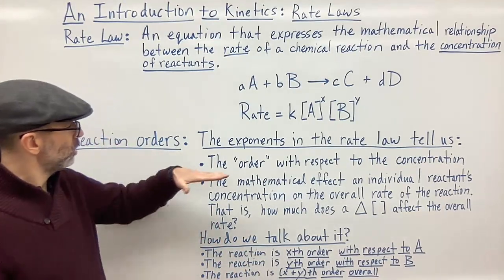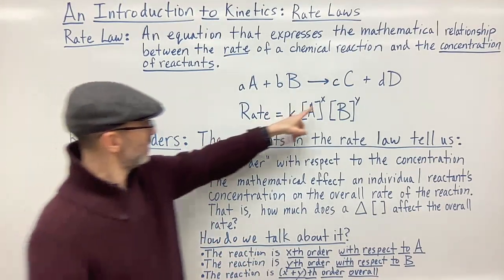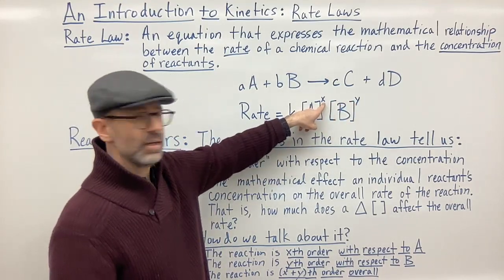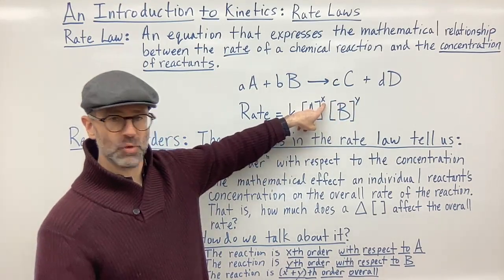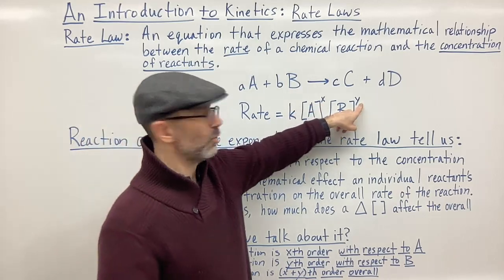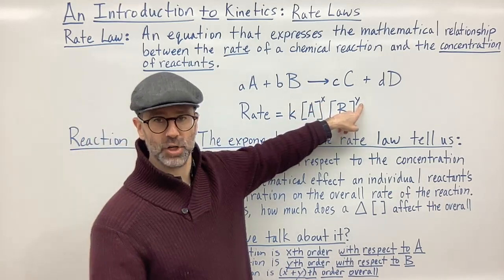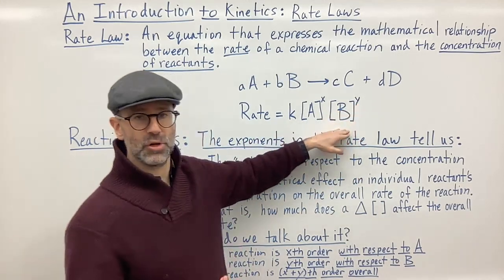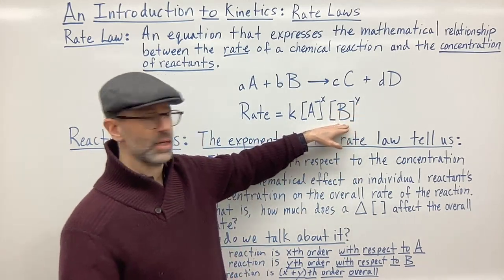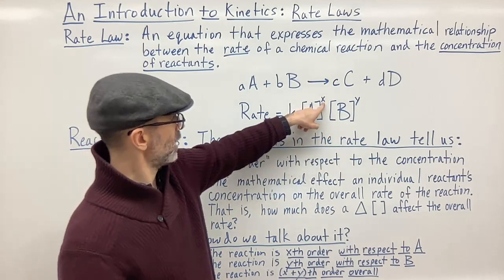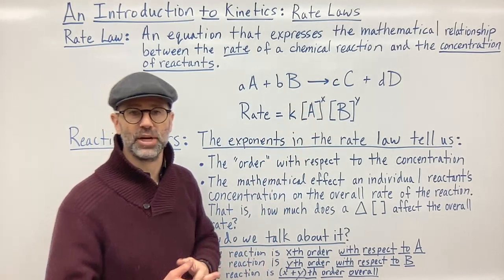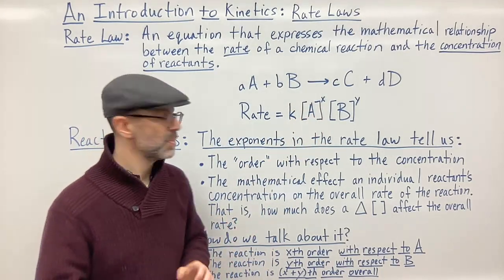All right, so the order is represented by this exponent. If x was 1, that would be first order. If y was 2, that would be second order with respect to B. If this was a 3, it would be third order with respect to B. If this was 3 here, it'd be third order with respect to A concentration. So I'm talking about concentrations.